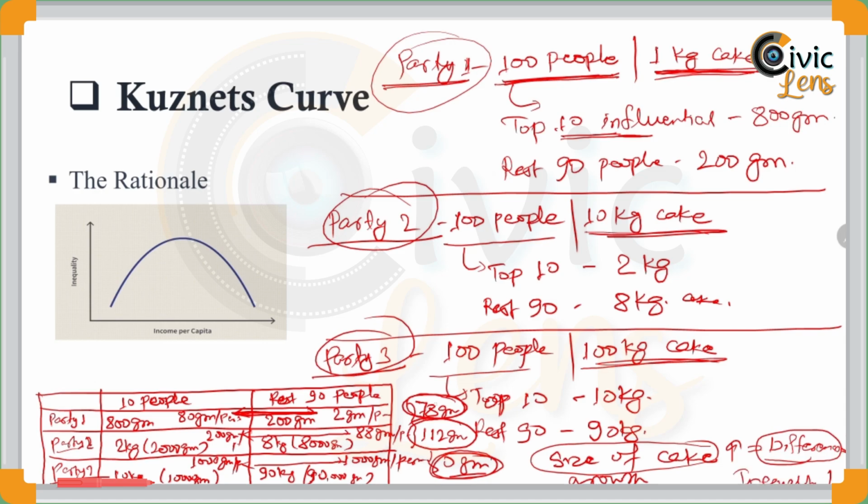So initially, if you compare party 1 and party 2, the difference was 78 gram, it increased to 112 gram from party 1 to party 2, but from party 2 to party 3, the difference came down from 112 gram to just 0 gram, right? So that means in the initial growth, the difference increases, but in the later growth, this difference is reducing, right? So this is one analogy of the Kuznets curve, and this is pretty much it about the Kuznets curve.